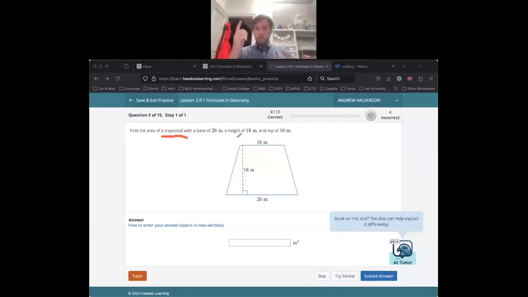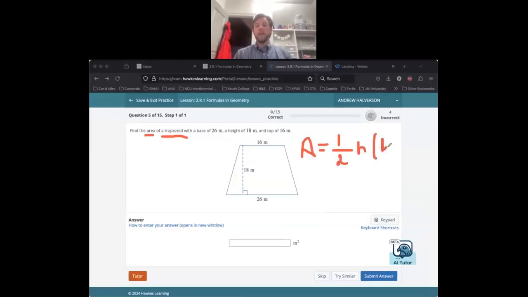So that's the first thing. What's the shape? Trapezoid. Area or perimeter? Well, the problem tells us. In this case, it tells us the area. Okay, so we need to go look up the formula for the area of a trapezoid, and you will find area equals 1/2 the height times what we call base 1 plus base 2.